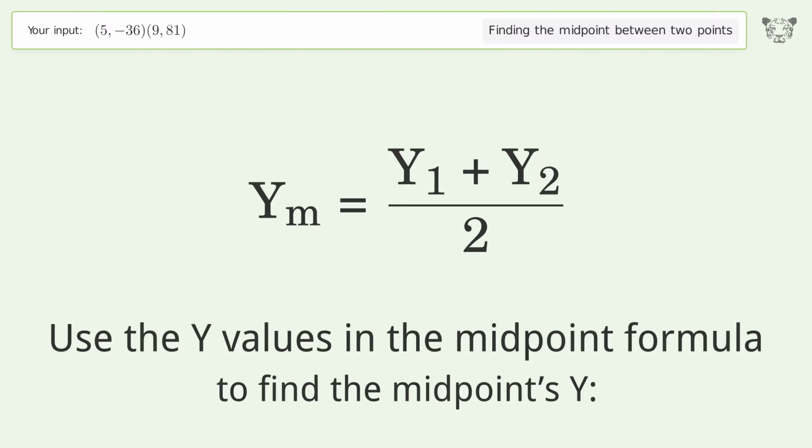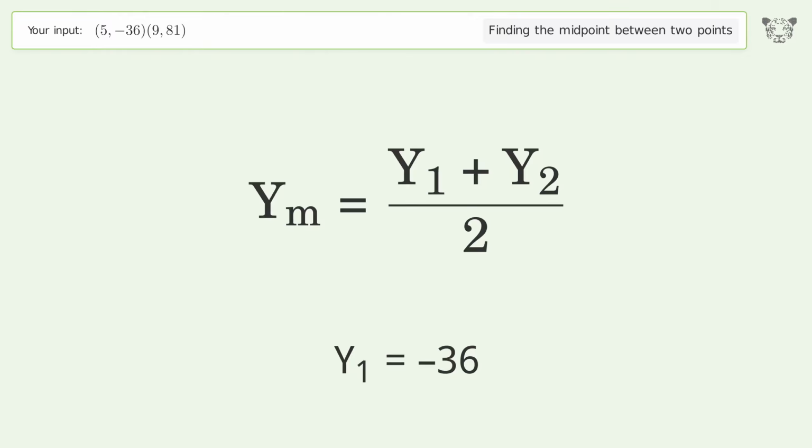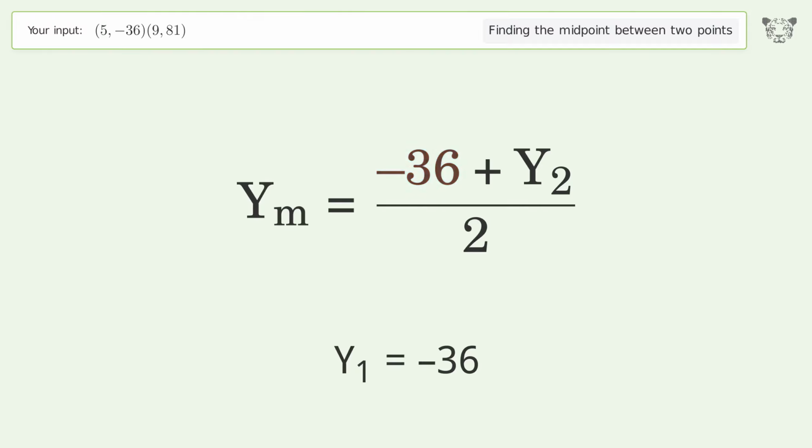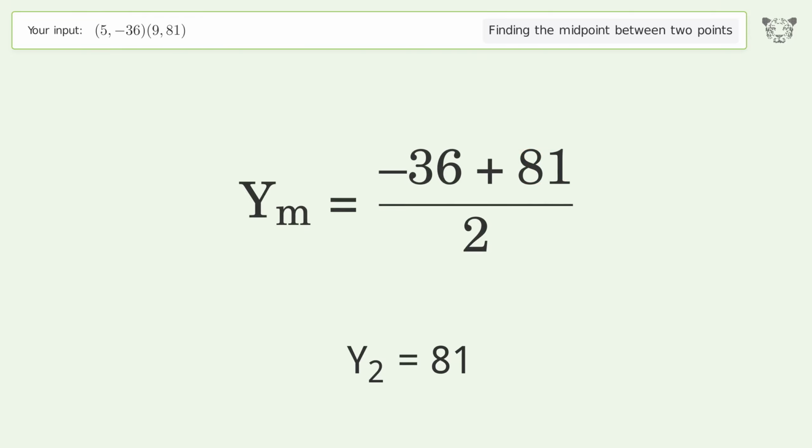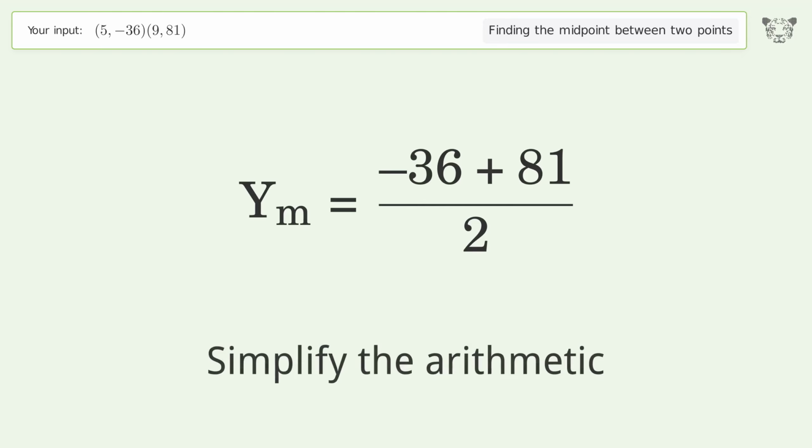Use the y values in the midpoint formula to find the midpoint's y. y1 equals -36. y2 equals 81. Simplify the arithmetic.